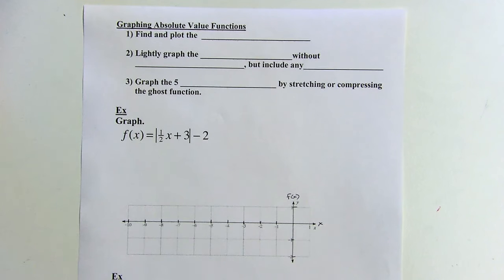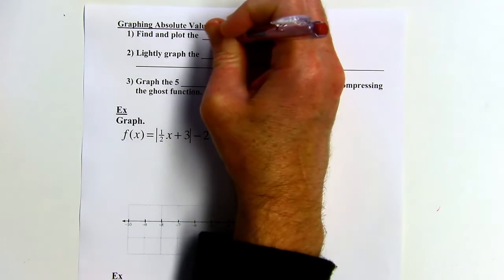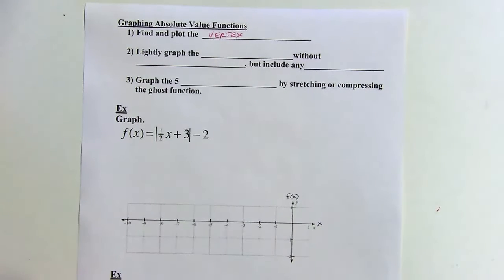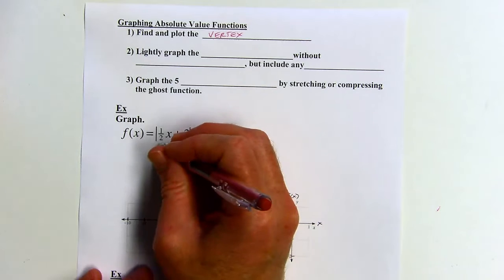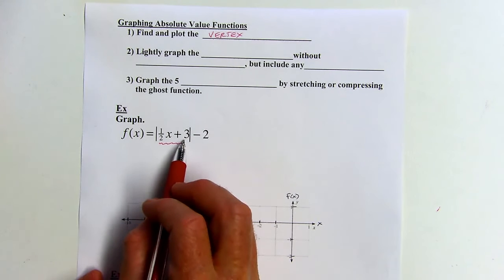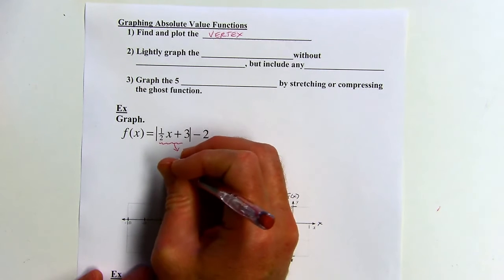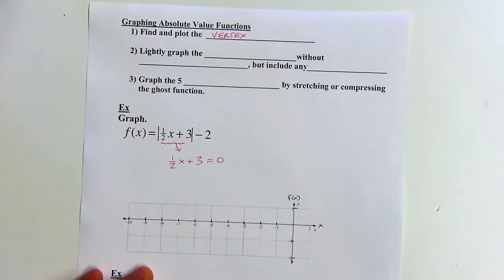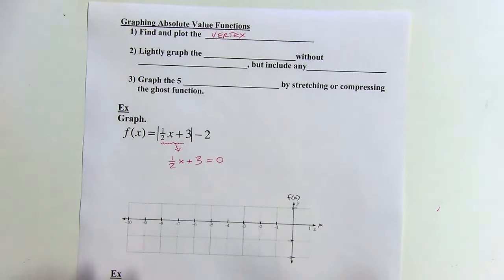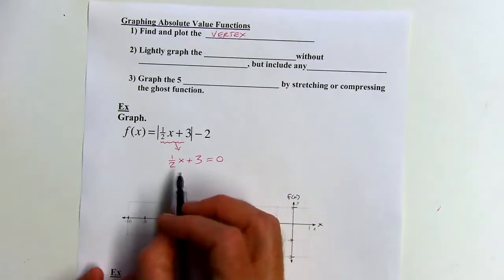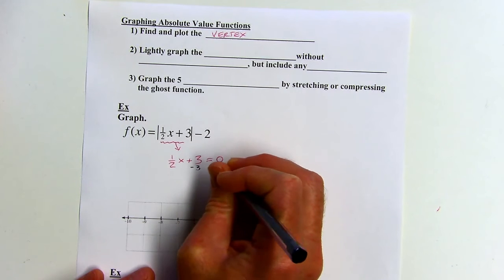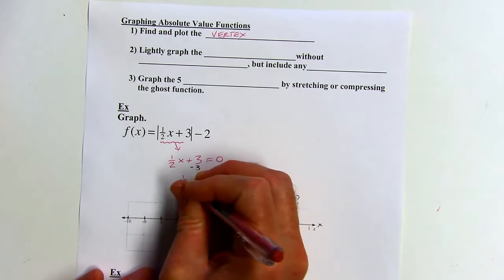First thing I would do is find and plot the vertex. Okay, so I'll go through these steps as I'm talking about the different steps here. So finding the vertex here, some people say, oh, it's going to be -3, -2 because they just changed the sign of this, but that's not quite correct. You have to take everything that's inside the absolute value and set it equal to 0, okay? Then I'm going to solve this equation, and that's going to give me my x value. So the 1/2 is going to affect the x value here, okay? So I want to get x by itself. I'll start by subtracting 3 from both sides.